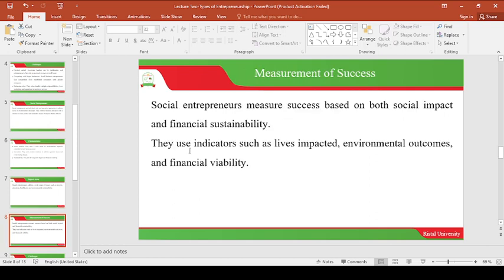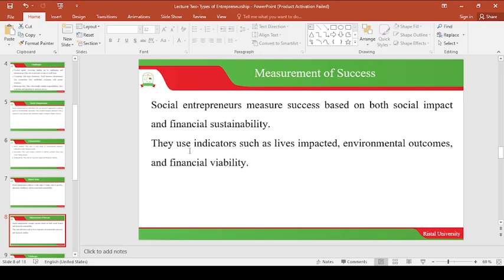So how do they measure their success? Social entrepreneurs measure success based on both social impact and financial sustainability. For example, if we are giving you education, how do we measure the success? We measure the success by the way you act in the community, whether you are employed or not, and also your performance on the job.